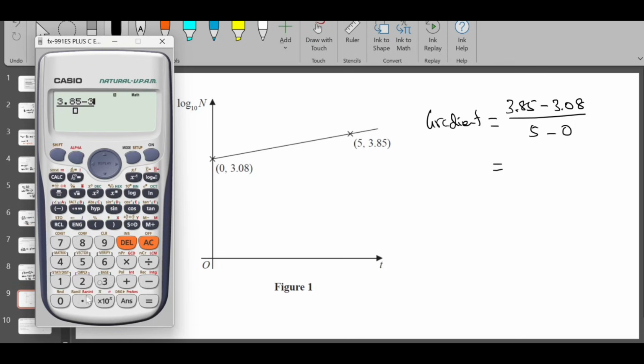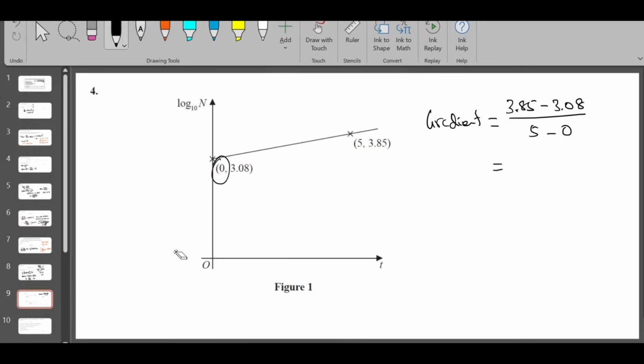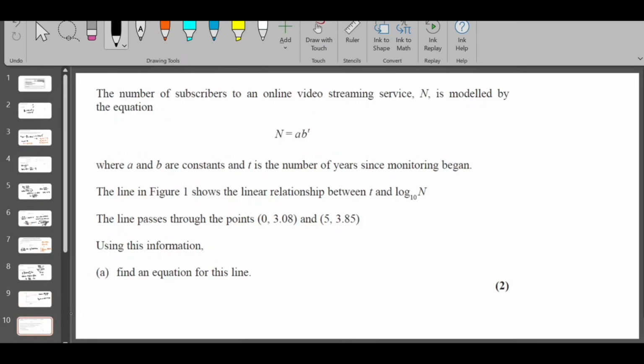(3.85 minus 3.08 over 5). Okay, and then since the x coordinate is 0, this is the y-intercept, so you can straight away write y equals mx plus c. Y is log n to the base 10, equal to the slope 0.154x, x is t here, plus the y-intercept. So that's the answer for part A. You need to show the working here, the gradient and the equation.